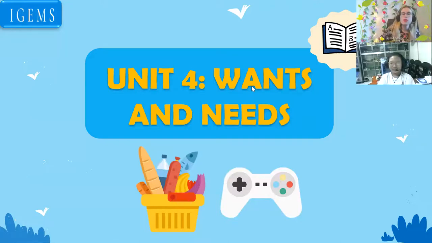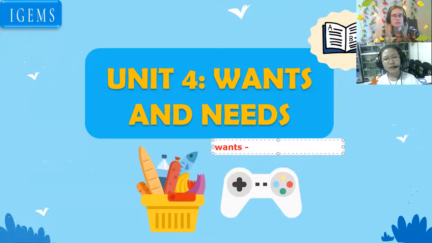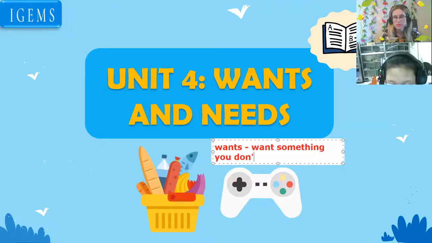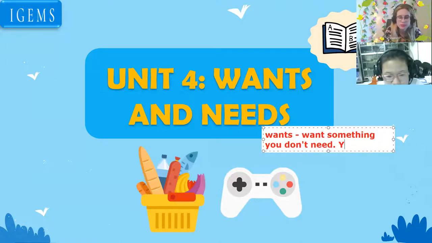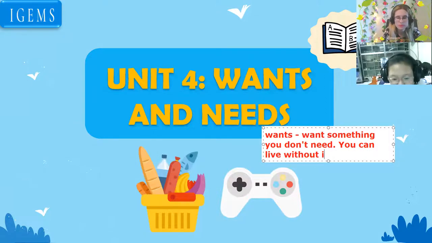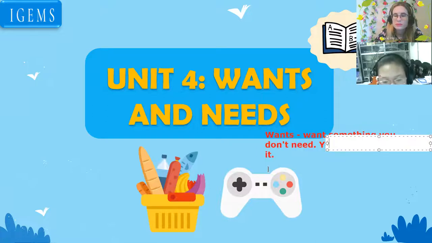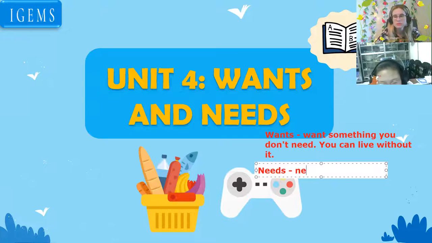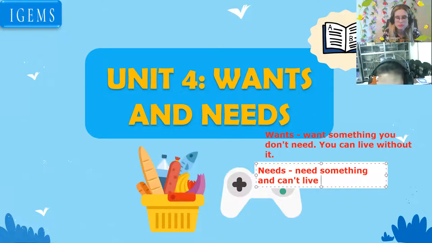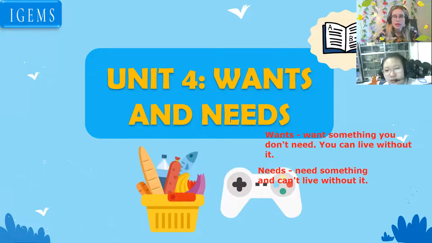Okay. Unit 4, wants and needs. What are wants and needs? Wants, I think wants is something you don't need, right? So you can live without it. What is needs? Needs, I think needs is something you can't live without.